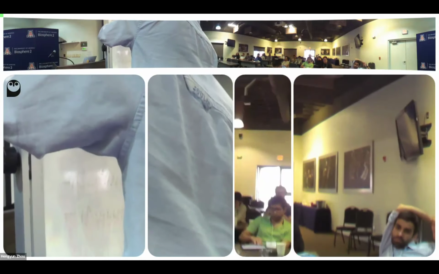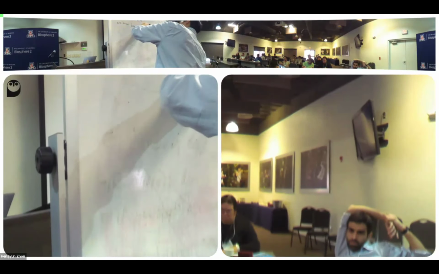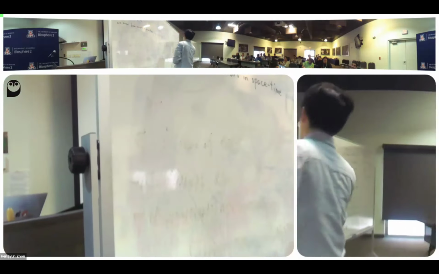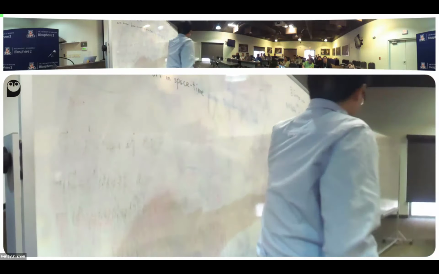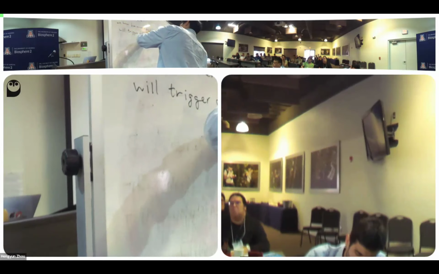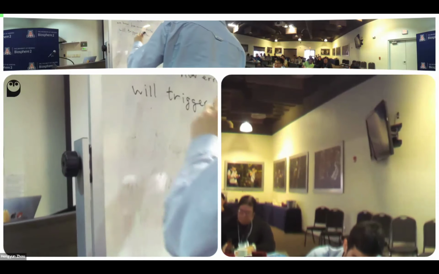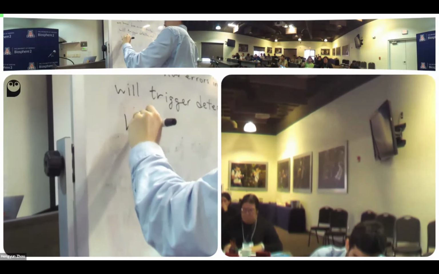So we know how errors in space-time... So when I say space-time, I just mean this is time and then different physical qubits within each logical qubit. So we know how a given error will trigger detectors. And given this information, we also know how likely each error is.